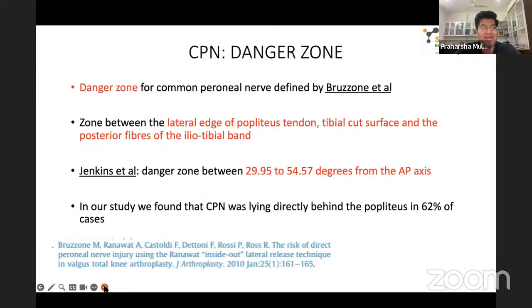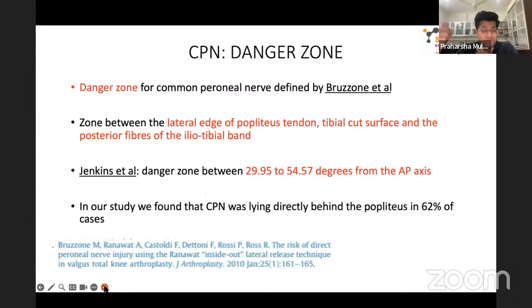So it is between the lateral edge of your popliteus tendon. So this is something that you can visualize in your flexion gap after you're doing your cuts. So the lateral edge of the popliteus tendon, the tibial cut surface, and the posterior fibers of the iliotibial band. All of these structures are palpable, and that is your danger zone, and you do not want to go into that zone. When do you go into this zone?